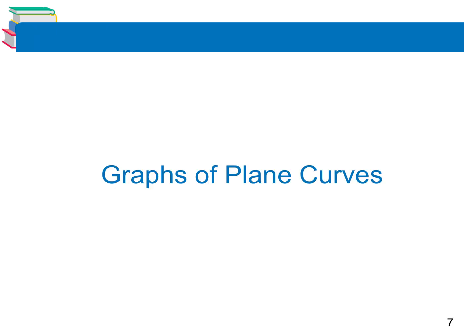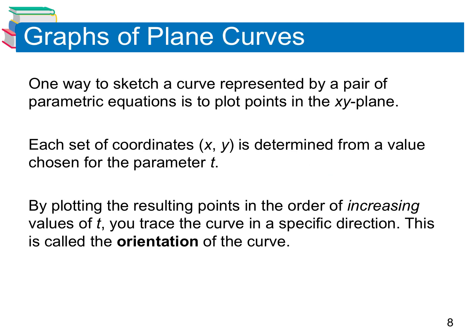So we're going to talk about graphing our plane curves. One way to sketch a curve represented by a pair of parametric equations is to plot the points in the xy plane. Each set of coordinates x and y is determined from a value chosen for the parameter t. So we pick what t we want to plug in. By plotting the resulting points in order, so super important is that they go in order of increasing values of t, you trace the curve in a specific direction. The specific direction is called the orientation. So that orientation is going to include our arrows.